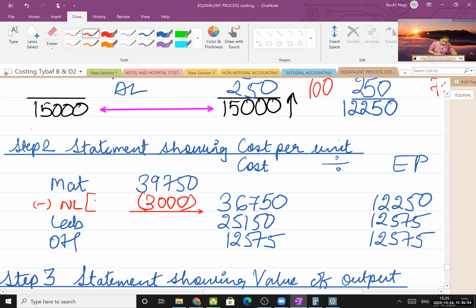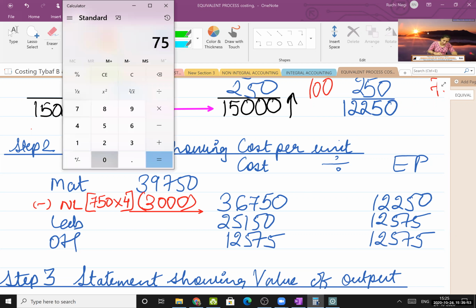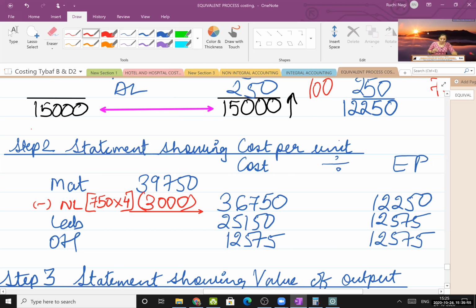So how did you get this? 750 is my normal loss, and the rate per unit is 4 rupees. So 750 into 4 rupees is 3000. So to that extent मेरा cost कम हो गया. So now ये material मुझे कितने में पड़ा? 36,750. I had got it for 39,750, but I was lucky enough to sell the scrap, and out of that scrap I could make money of 3,000. So मेरा cost factor has reduced.